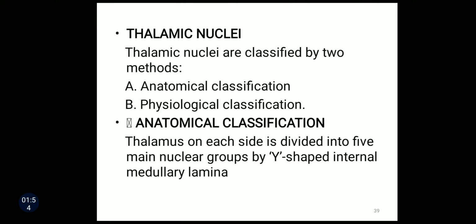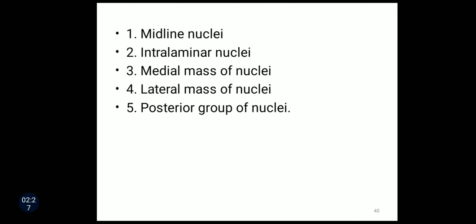Now this thalamus has many nuclei, called thalamic nuclei. These thalamic nuclei are mainly classified by two methods: one is anatomical classification and the second is physiological classification. In anatomical classification, the thalamus on each side is divided into 5 main nuclear groups by the Y-shaped internal medullary lamina.